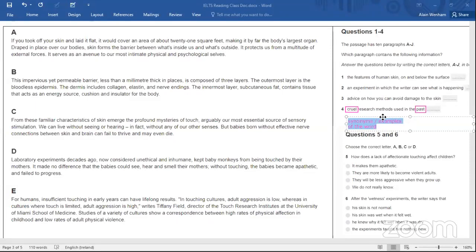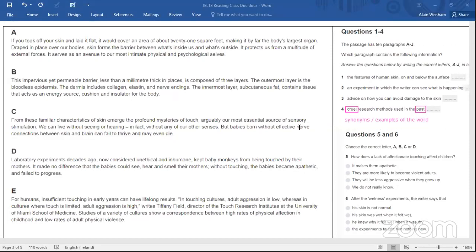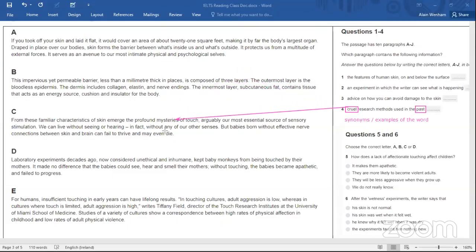Imagine the keyword was animal, and you're looking for a synonym for the word animal, but actually it's not a synonym, it's an example. So it might be cat. So we need to add in that extra thing here. Anyway, we know that cruel, you guys immediately went on to inhumane. So where's inhumane? D. Unethical, okay.